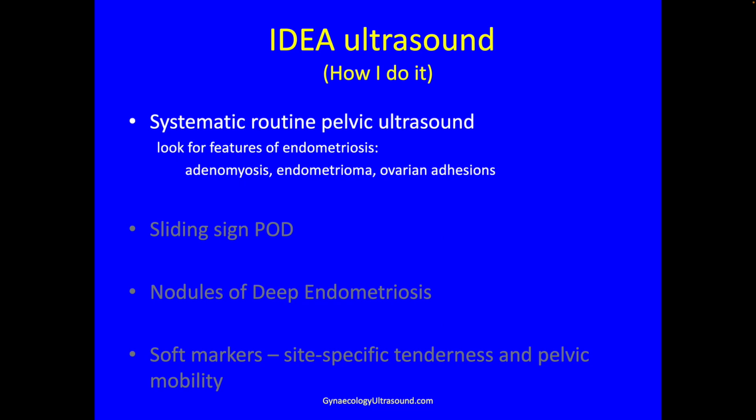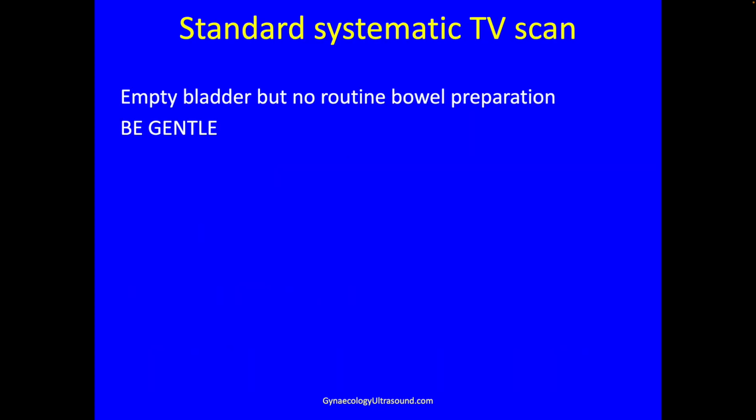How do I do the IDEA scan? I start with a systematic routine pelvic ultrasound looking for features of endometriosis like adenomyosis, ovarian endometrioma and ovarian adhesions. I usually ask the patient to have an empty bladder, but I don't use routine bowel prep. You can offer your patient a drink of water as they come in, as it helps to fill the bladder up for the end of the scan nicely.